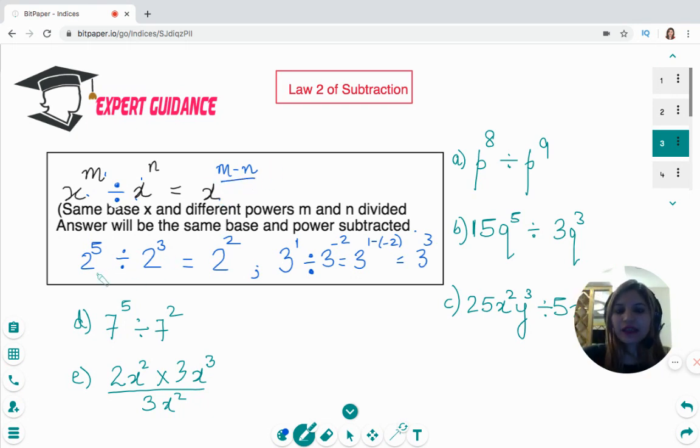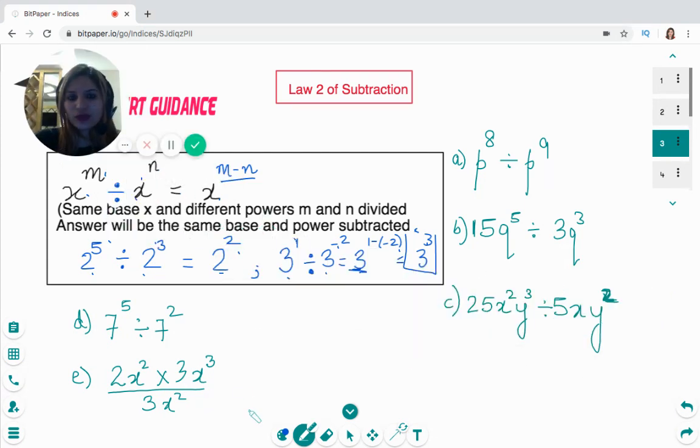Let's take an example. 2 to the power 5 divided by 2 to the power 3. 2 remains here. 5 minus 3 is 2. 3 to the power 1 divided by 3 to the power minus 2. So 3 remains the same. We'll do 1 take away minus 2, which is 1 plus 2, which is 3. So the answer would be 3 to the power 3. Okay, so I hope the law is clear to you. Now let's try the questions.